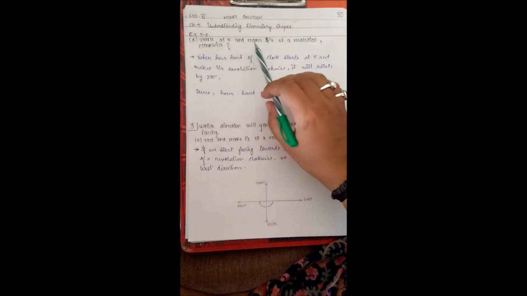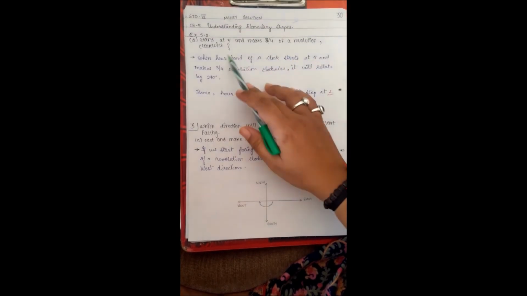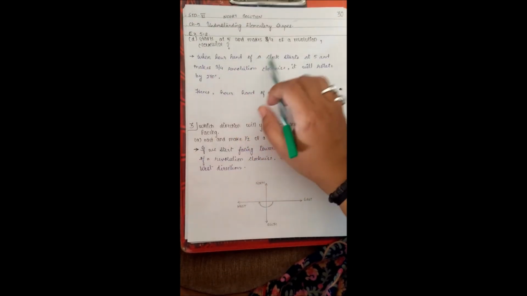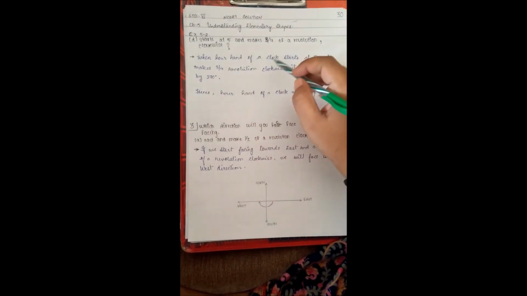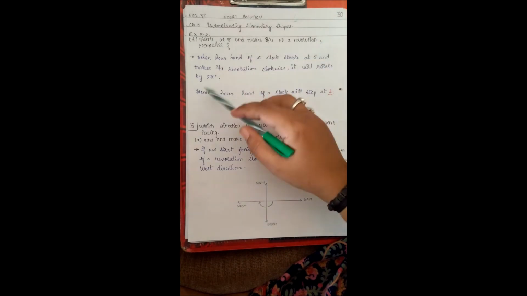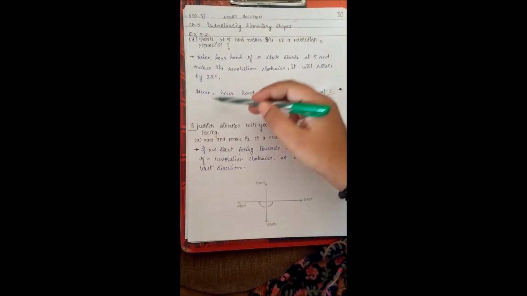Starts at 5 and makes 3/4 of a revolution clockwise. When the hand of a clock starts at 5 and makes 3/4 revolution clockwise, it will rotate by 270 degrees. Hence, the hand of the clock will stop at 2.